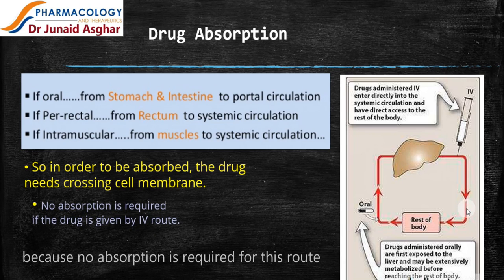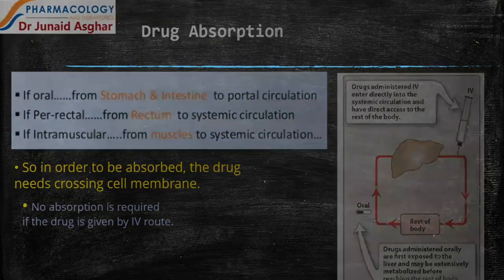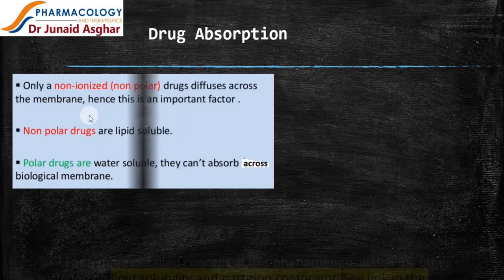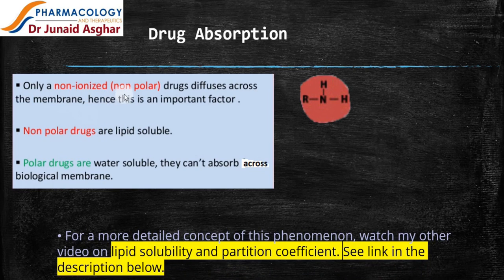As you have just seen, the entire dose was delivered into the systemic circulation. In case of oral dosage forms, the drug has to pass through various biological membranes first, the membranes of the GIT first, and then the liver, and finally they gain access to the systemic circulation and rest of the body. So from your basic pharmacology knowledge, only a non-ionized or non-polar drug diffuses across the membrane, hence this is an important factor.